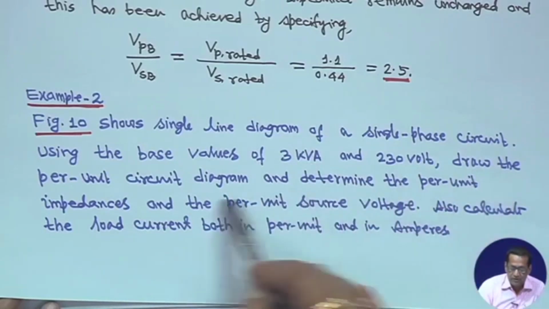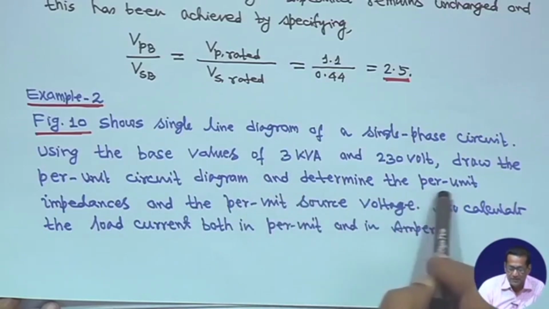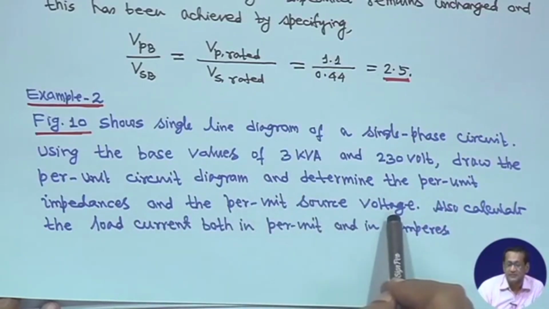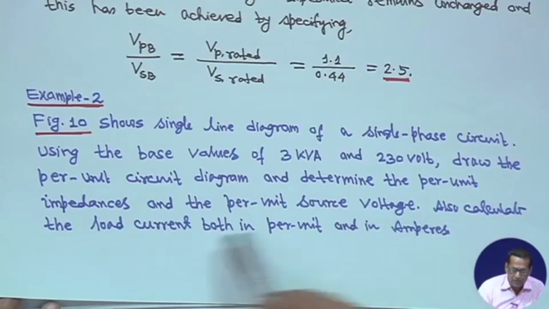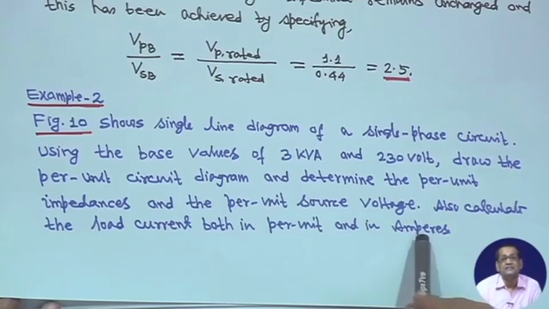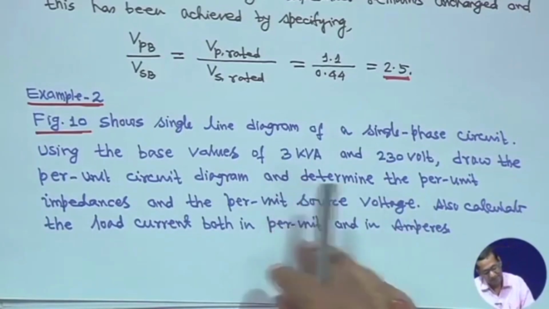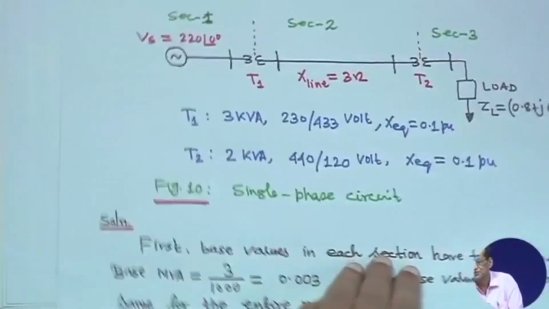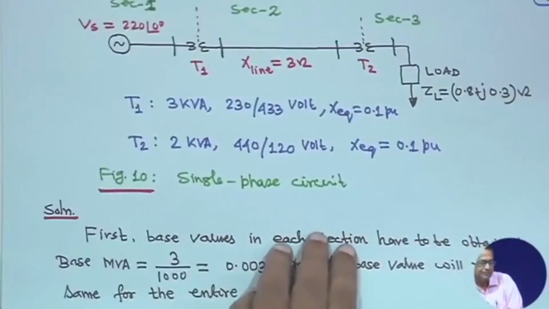So, you have to draw the per unit circuit diagram and determine the per unit impedances and the per unit source voltage. Also calculate the load current both in per unit and in amperes, right. I mean, you have to calculate per unit values as well as current values in amperes.